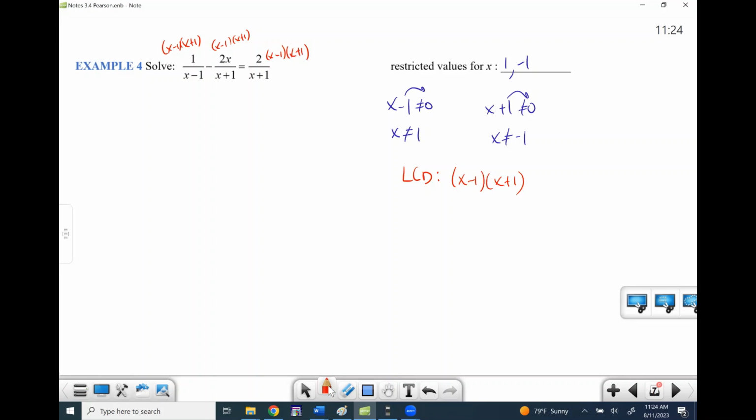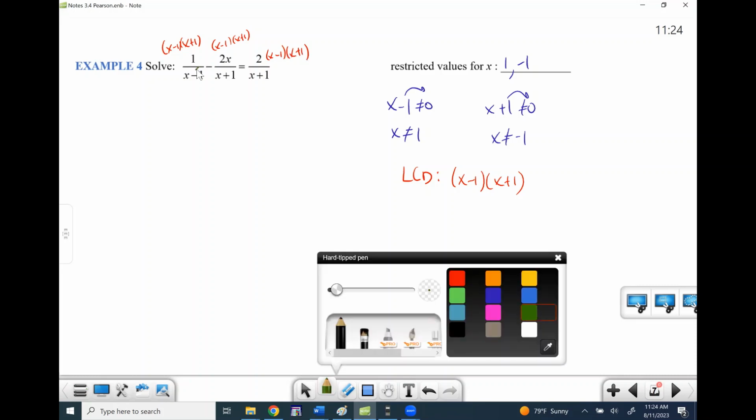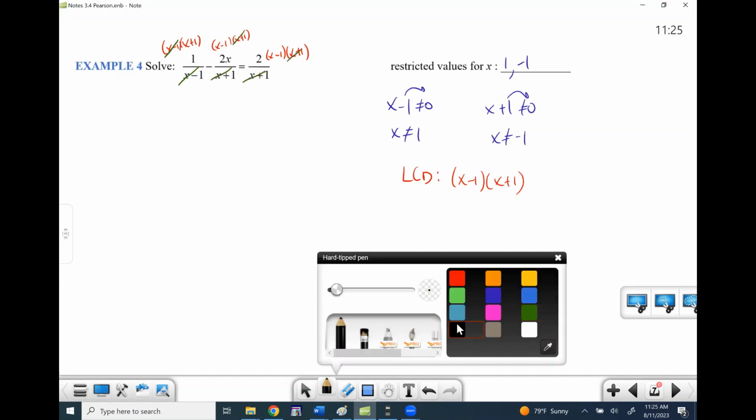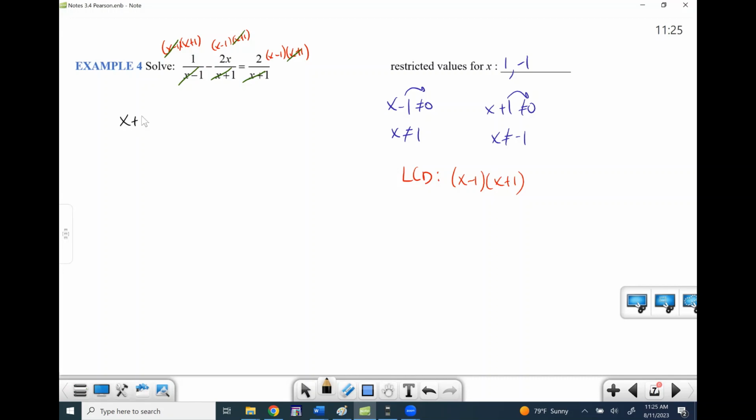We're just going to start canceling. So we're going to cancel the x minus 1s, the x plus 1s, and the x plus 1s. So this leaves us with an x plus 1 right here. It's multiplying by 1, so nothing's going to happen. We've got our -2x, but we also have an x minus 1. And then 2x minus 1, 2 times x minus 1.